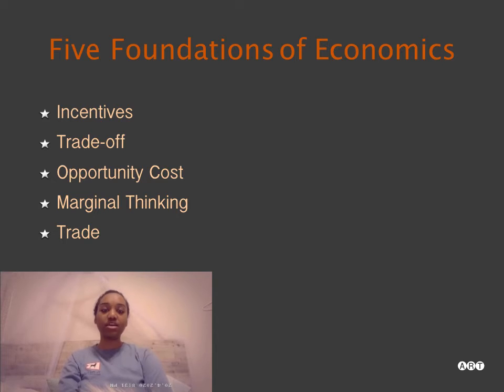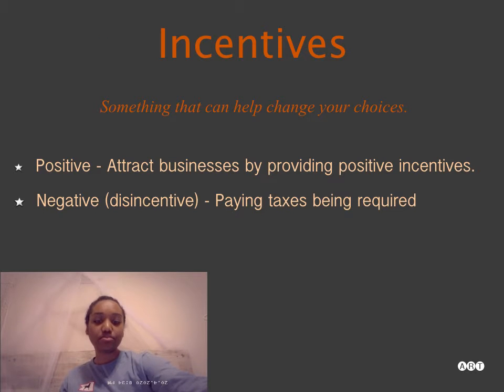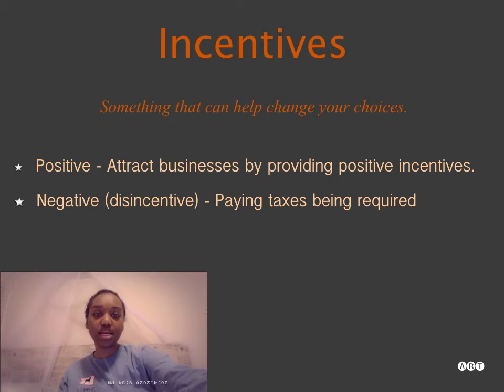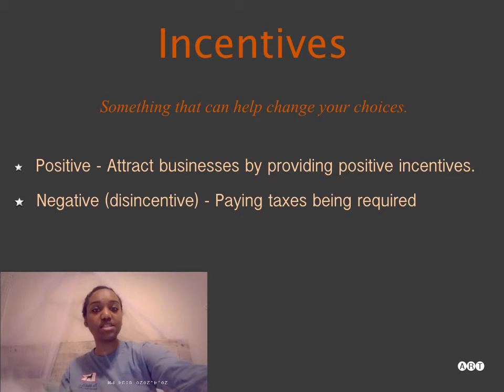The 5 foundations of economics are incentives, trade-off, opportunity cost, marginal thinking, and trade. Incentives are things that can help change your choices. There are 2 types of incentives, positive and negative. You can attract businesses by providing positive incentives. An example of a positive incentive is the government providing tax breaks for businesses that provide a lot of jobs and generate a lot of revenue.